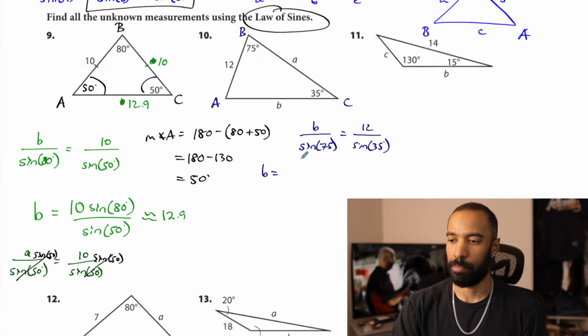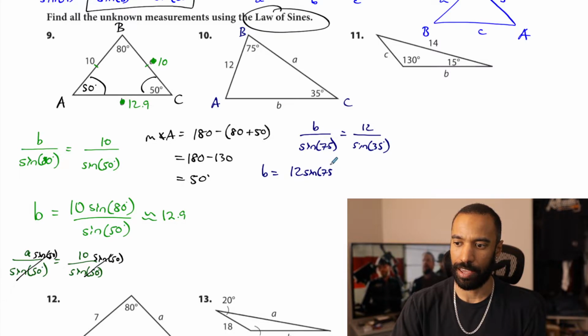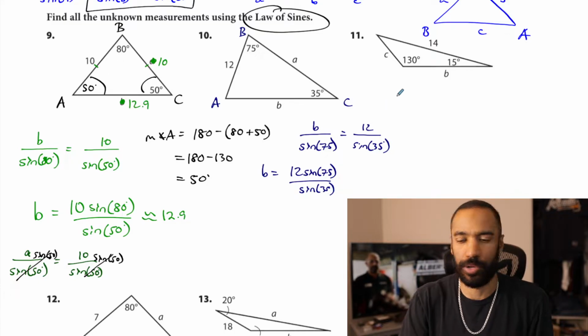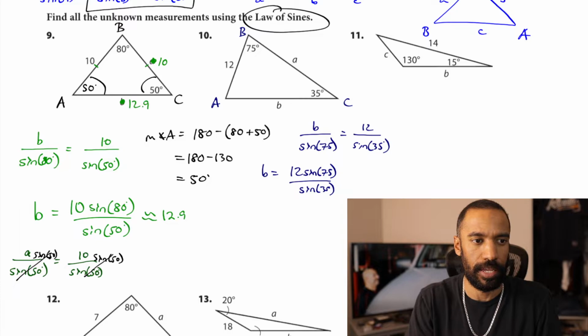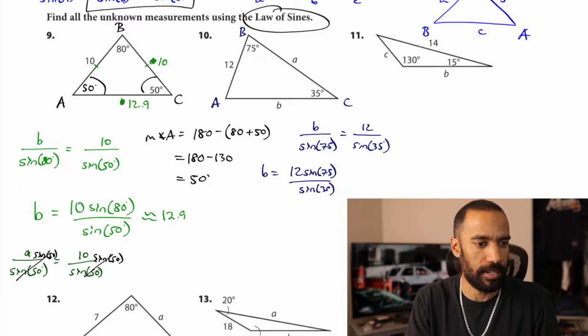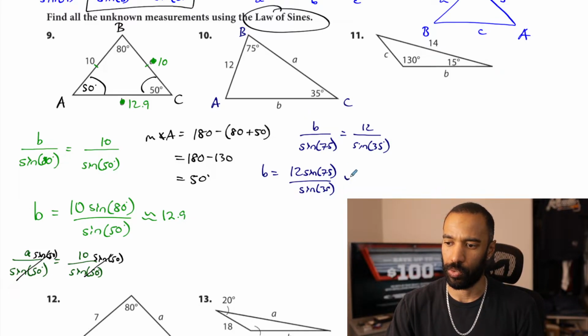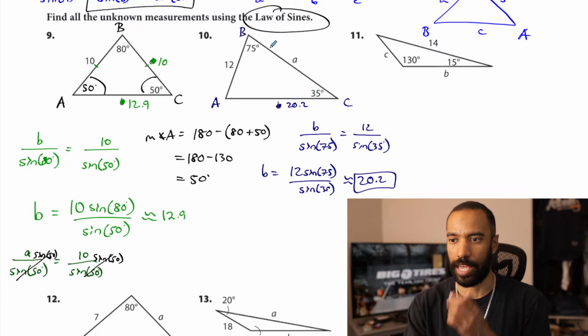Multiply both sides by sine of 75. We'll get b equals 12 times the sine of 75 over the sine of 35. Trust me when I don't show you the calculator here that I'm going to get at least a value that I hope is the same as what you get. Just make sure you close parentheses when needed by sine of 35 here. And I'm going to be getting 20.2. It's around 20.2 units there.